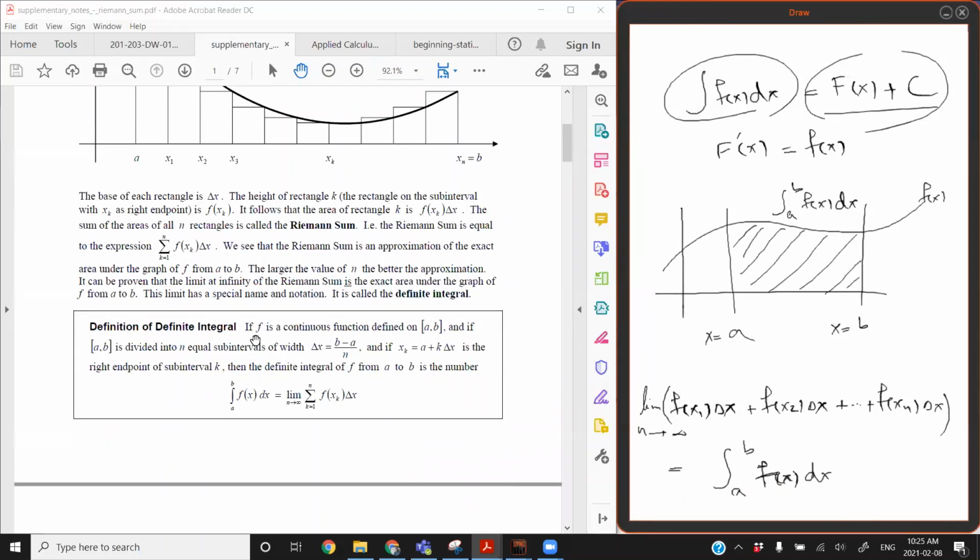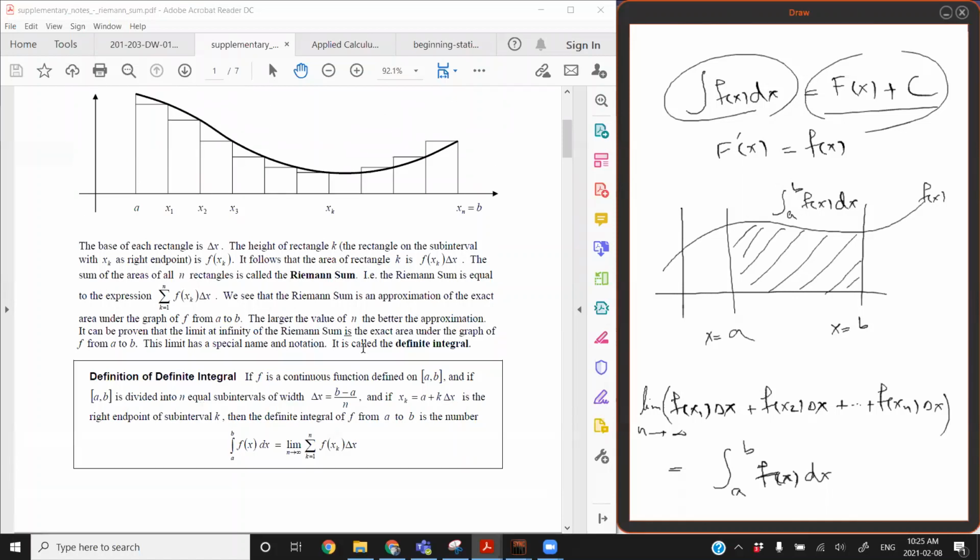A definition of the definite integral: if f is a continuous function defined on a closed interval from a to b, and if a to b is divided into n equal subintervals, each one will have a length of delta x, b minus a divided by n, and the formula for each xk is going to be a plus k delta x. Why is that?